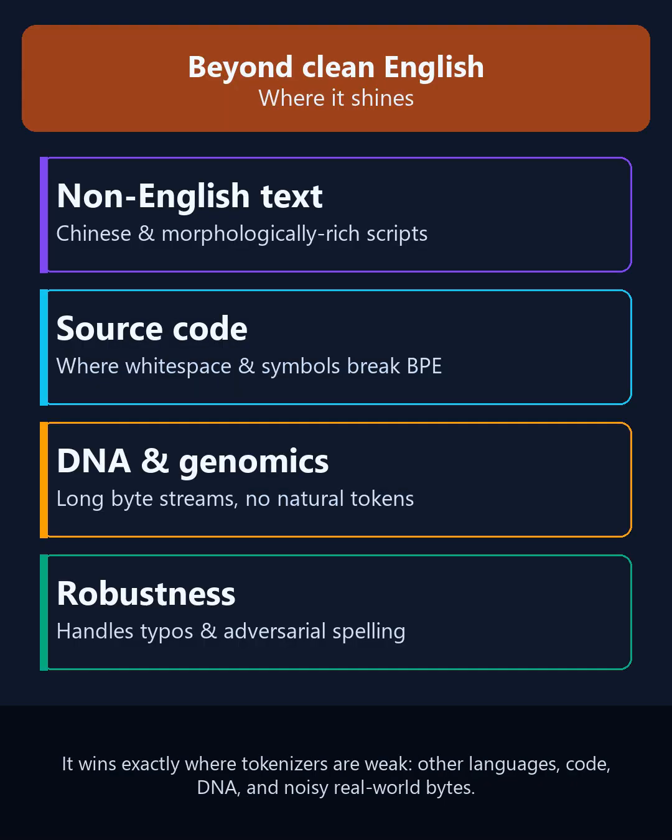Where does dropping the tokenizer pay off most? Anywhere tokenization is weak. Chinese and other scripts without clean word boundaries. Source code, where whitespace, indentation, and symbols confuse subword vocabularies. DNA and other raw byte streams that have no natural tokens at all. And because it reads real bytes, HNet is far more robust to typos and adversarial spelling. It is a natural fit for multilingual, multimodal, and low-resource settings where one fixed tokenizer can never fit everything.